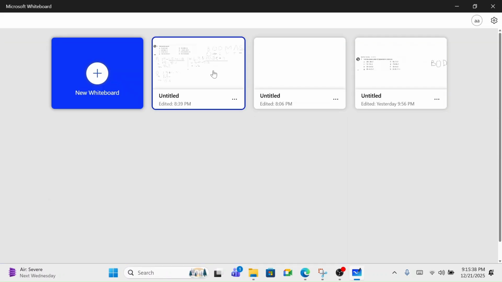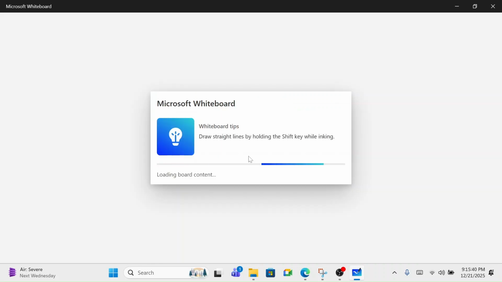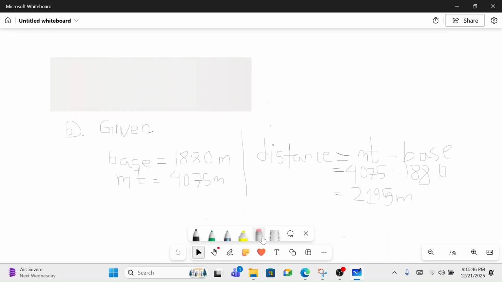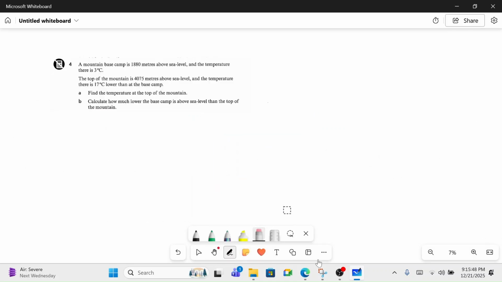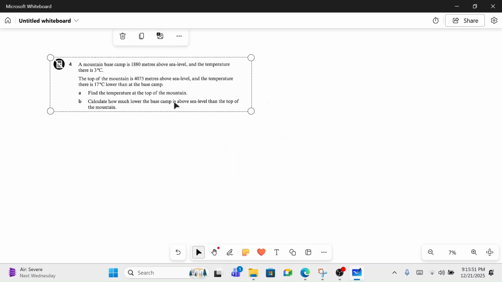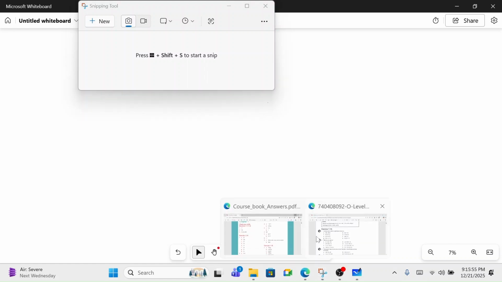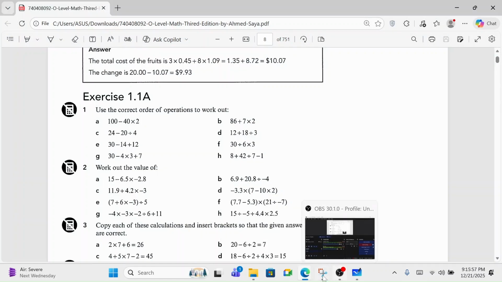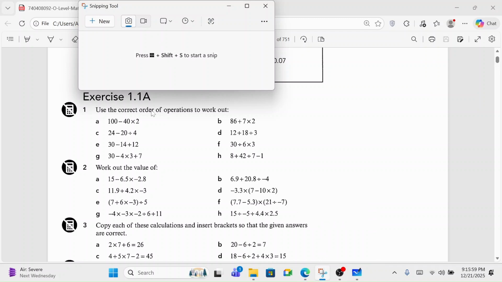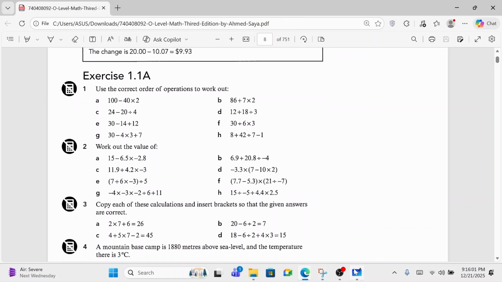This will take a moment. As you can see, it's taking a while. And okay. This is a previous OneNote. So let me take a screenshot for that. It's number 2. Let me take it.